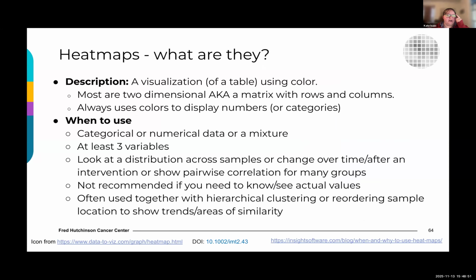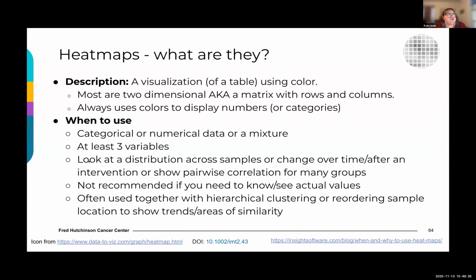It doesn't have to be a grid, but heat maps in a grid or table format is what is most common or known. They're mostly two-dimensional or a matrix with rows and columns. And they're always going to use color to display numbers. You might also display categories if you have a few of them, but mostly displaying numbers. You have categorical or numerical or a mixture, likely a mixture. And you're going to have at least 3 variables because of the two-dimensional structure.